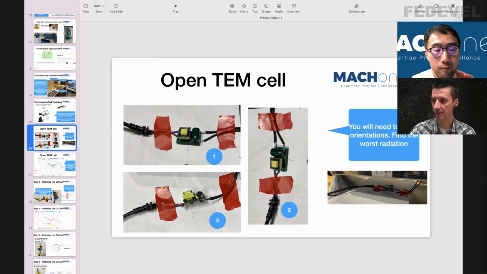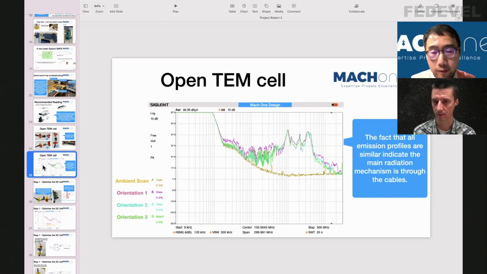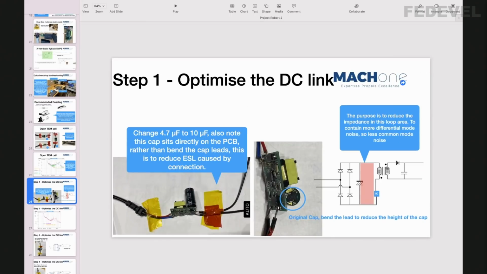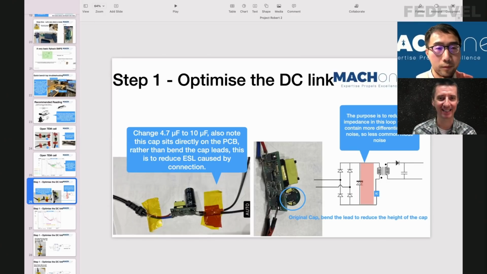Okay, but the results are very similar, I can see on the graph. Yes, the results are very similar. So at least from what I understand, if the orientation doesn't make any difference, then probably it's the cable radiation, because the cable always radiates regardless of where you put it. Okay. So now we know that there are some problems on the PCB, and we would like to try to fix something.